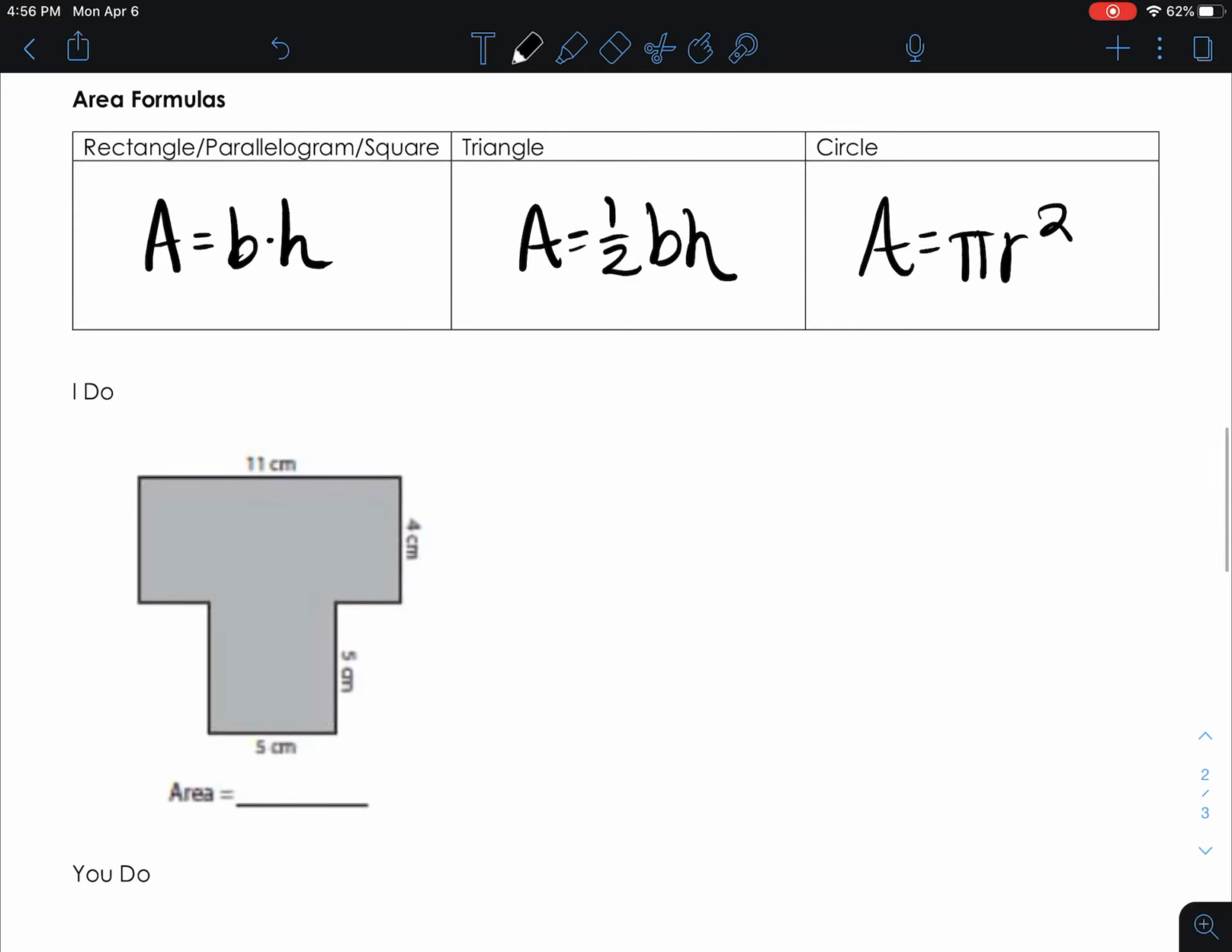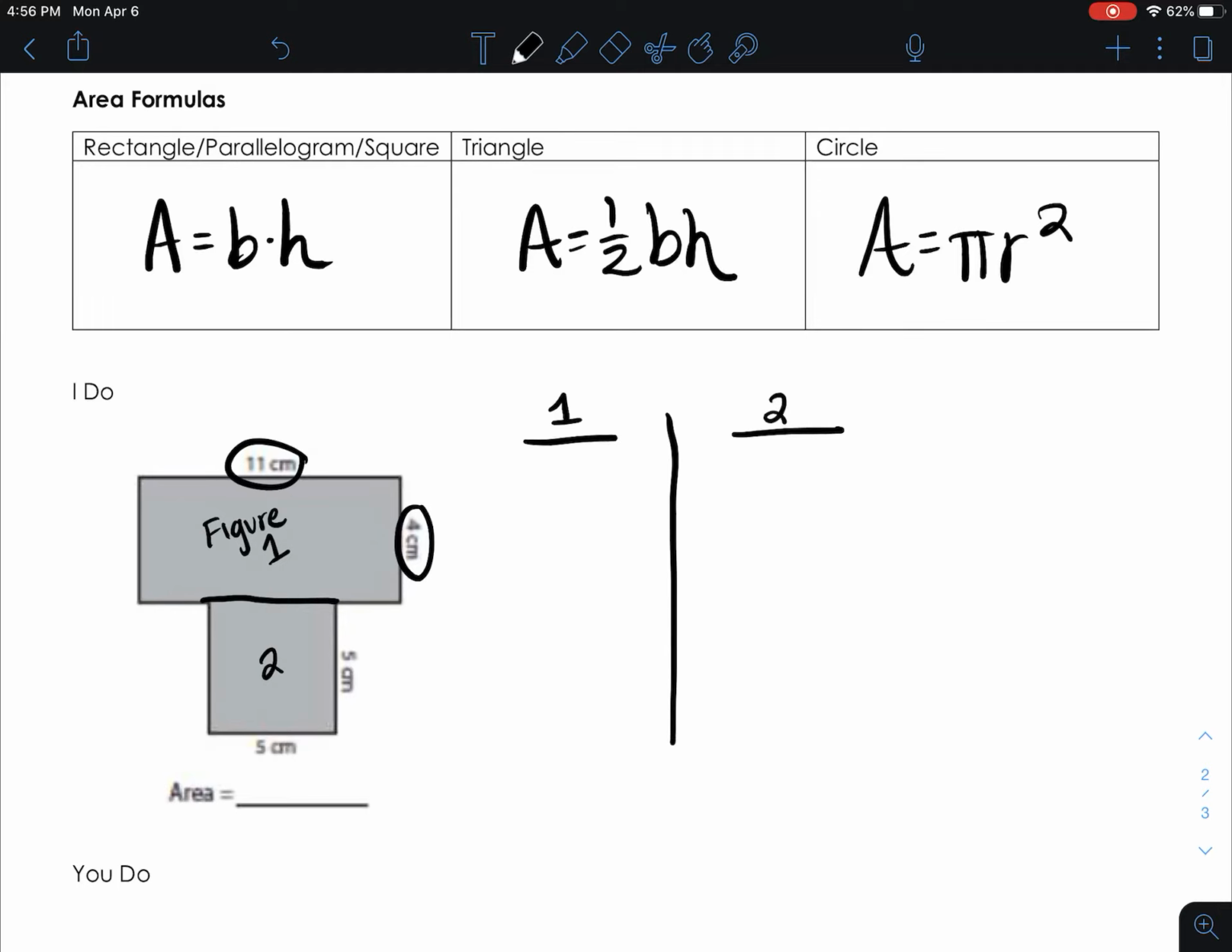Okay, so again, this is the same thing. 11 and 4. Okay, so we have those 2 examples. First of all, I'm going to create 2 sections. I'm going to call this figure 1, and this is figure 2. This is a way that I like to use to organize my work.